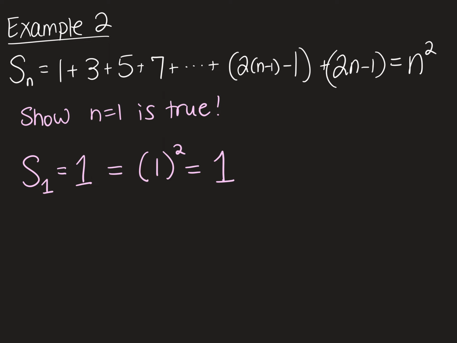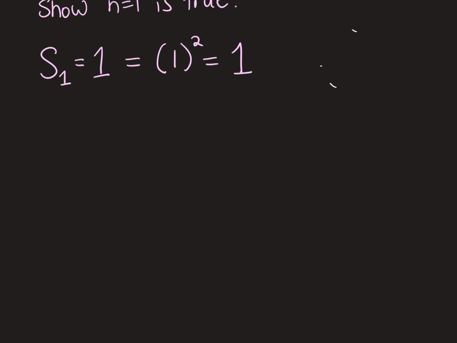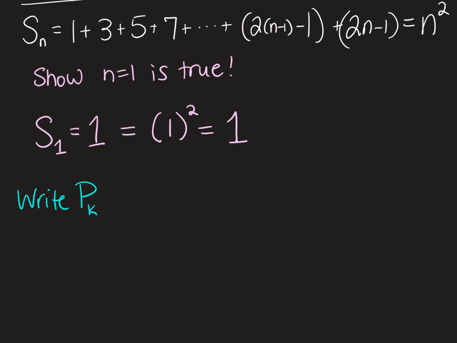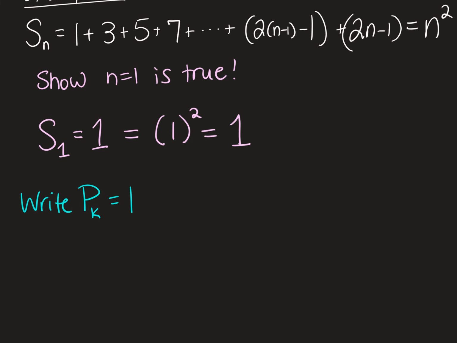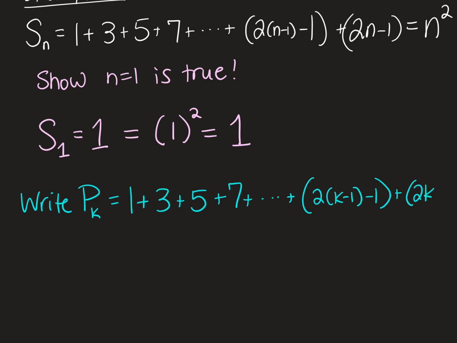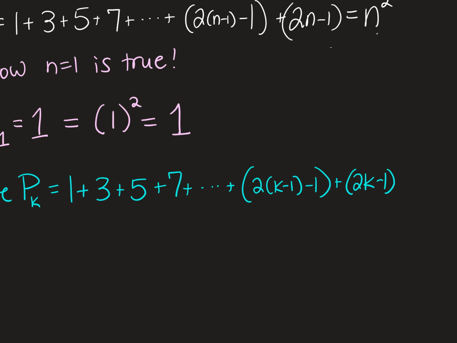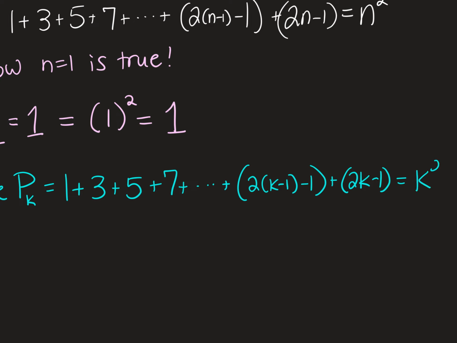The second part of this is writing the P sub k statement. So we're going to write the P sub k, sorry. That means we go up to our sequence and we say, okay, that is just 1 plus 3 plus 5 plus 7 plus ... plus. And then I replace all of my n's with k's. That's it. Replace all of our n's with k's. So 2 times k minus 1 minus 1 plus 2 times k minus 1 equals k squared.